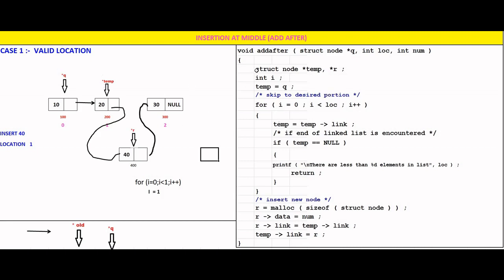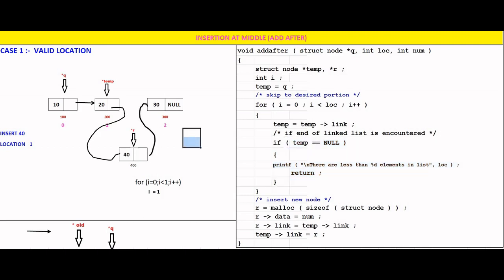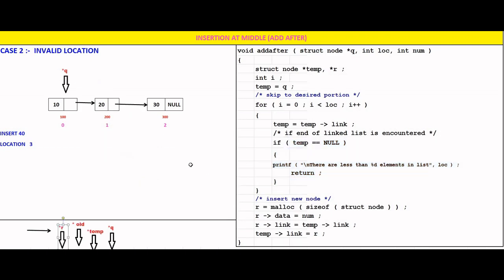In this case, we have executed all the things for the for loop, but we didn't get the printf output that there are less than %d elements in the list. So now we are going to see the second case, the invalid location, where this will happen. Again we pass 40 as the number and location 3.